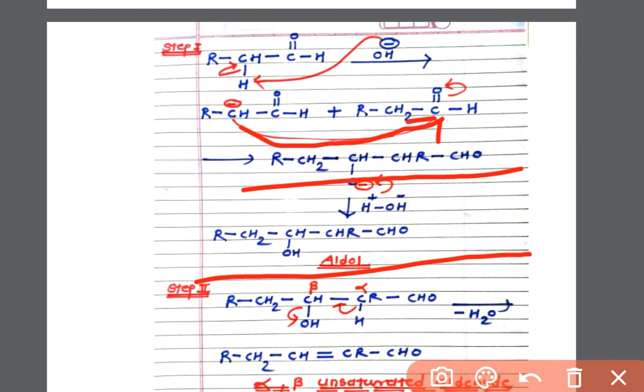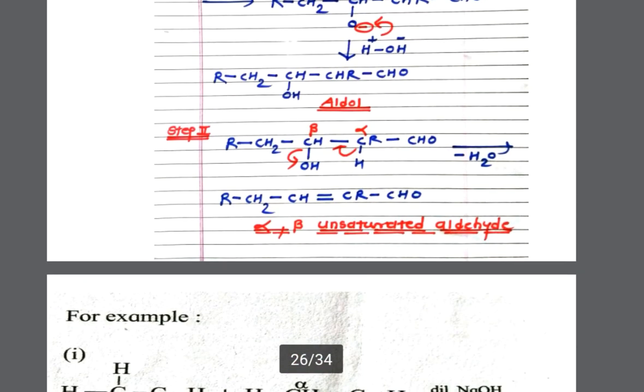Why aldol? Because here two types of functional groups are present. ALD for the initial of aldehyde and OL for alcohol. Therefore, the product formed in the first step is known as aldol. Okay. In the second step, see here.